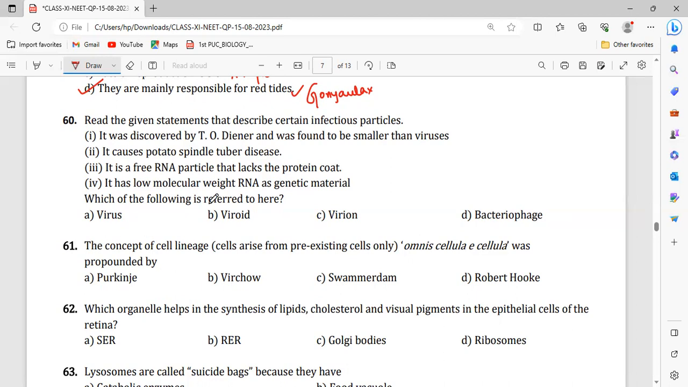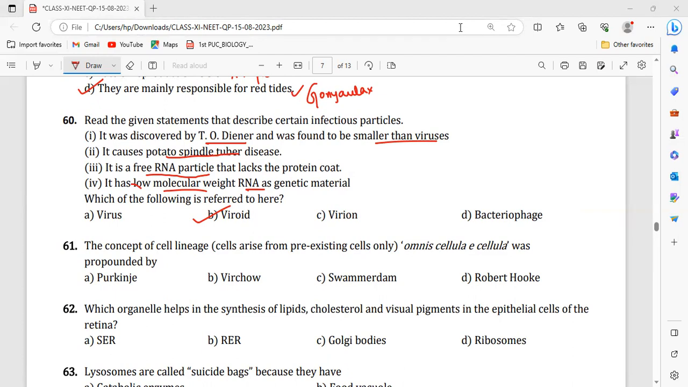So here, discovered by Diener, then smaller than virus. It causes potato spindle tuber disease. Only RNA particle is there, no protein coat. Low molecular weight RNA as a genetic material. So all this belongs to viroid. So these are the questions from biological classification.